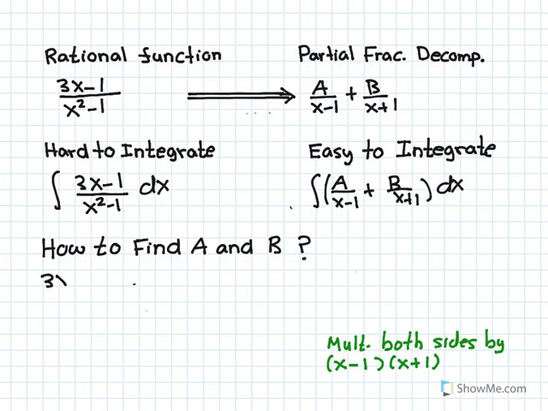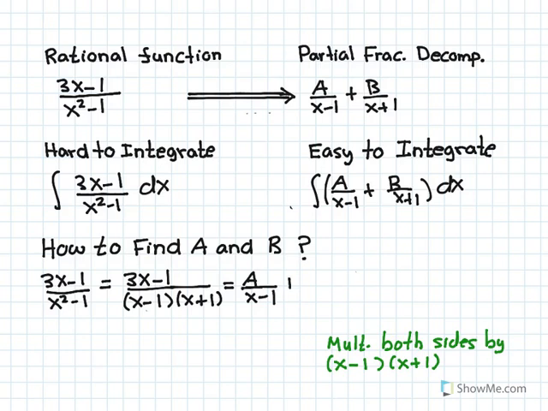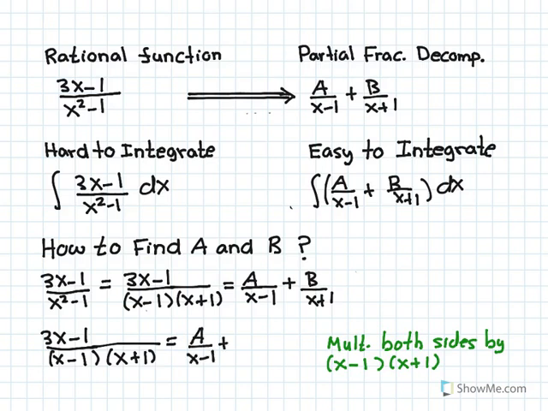So we have 3x minus 1 divided by x squared minus 1. We decompose this. Well, first we should factorize the denominator. We have 3x minus 1 divided by x minus 1 times x plus 1. This is equal to A over x minus 1 plus B over x plus 1. Alright, so we have 3x minus 1 divided by x minus 1 times x plus 1 is equal to A over x minus 1 plus B over x plus 1.